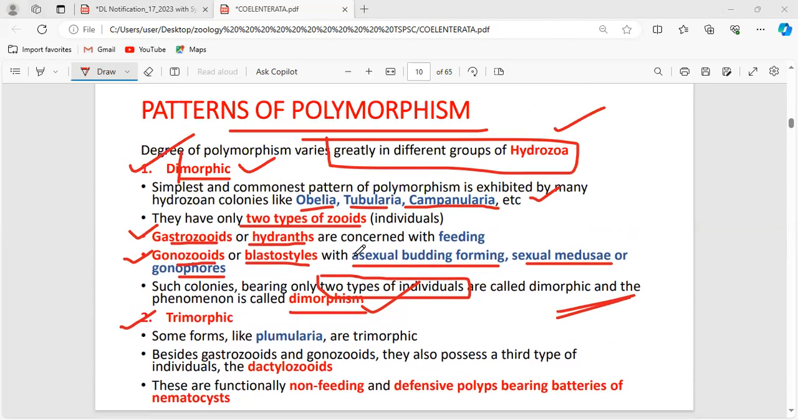Okay. Now, in the case of dimorphic, only two types of zooids are present. Gastrozoids or hydranths, gonozoids or blastostyles. See, another name is also important. If you have two different names, gastrozoids or hydranths, and in the question they give hydranths and you know only gastrozoid, you can lose the marks. So gastrozoids are also called hydranths. Gonozoids are also called blastostyles, and this can be asked in a matching question: their zooids and their function.